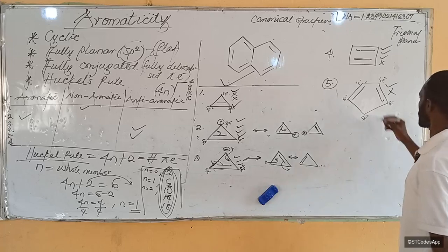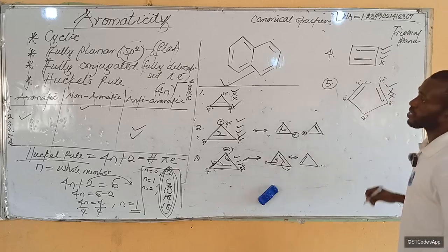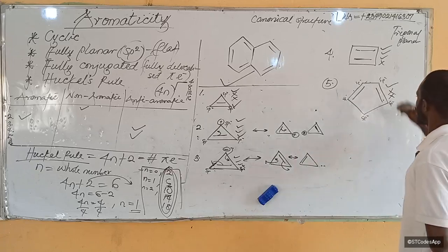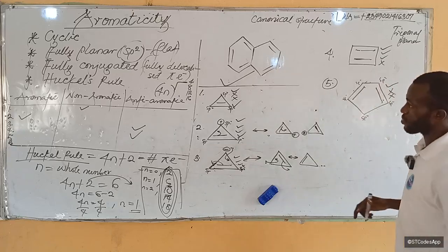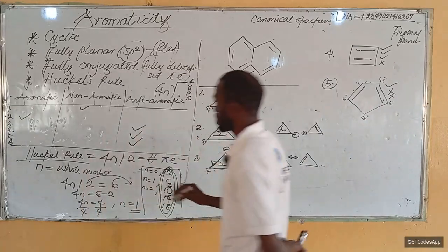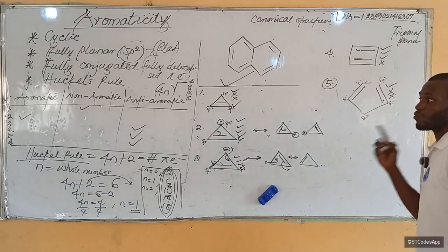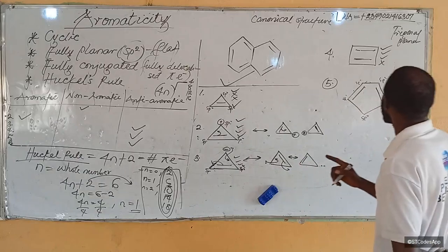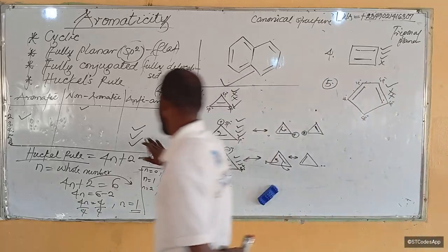How about fully conjugated? Double, single, double, single, single. Not fully conjugated again. How about Huckel's rule? 1, 2, 3, 4. 4 electrons. So if there are 4 pi electrons, then it is anti-aromatic. Is it clear? Oh, sorry. For anti-aromaticity also, it must be fully conjugated. So this guy is non-aromatic.